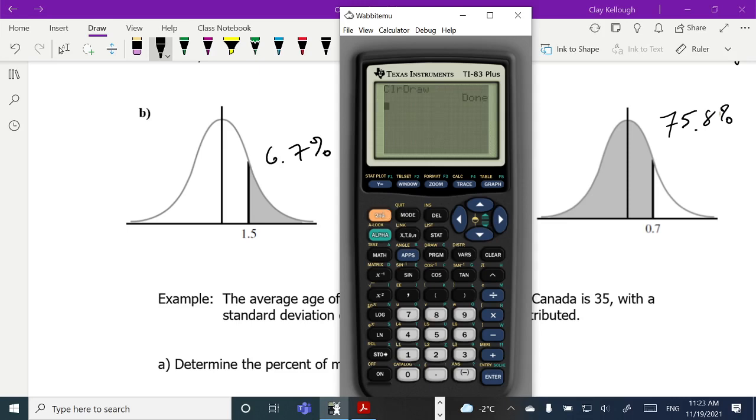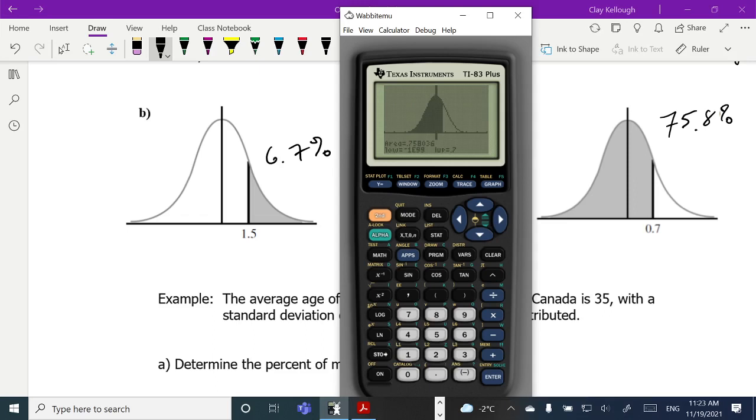Okay, so now, let's do that again. So I want to draw this example right here. So I go second function vars, draw me a normal shaded from negative infinity, comma, to 0.7, comma, 0, comma, 1. And again, the 0 and the 1 stand for the mean and the standard deviation. Close my bracket and hit equals, and now it's going to draw me a good graph. There it is. Beautiful. And then at the bottom, it tells me that that is 75.8%.